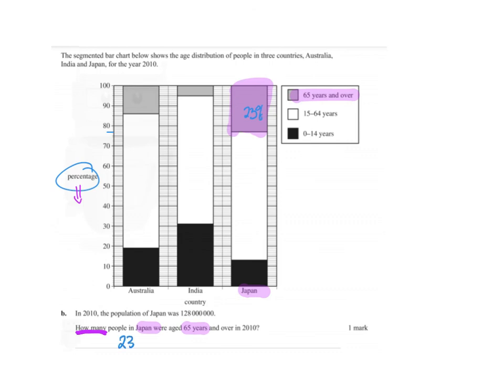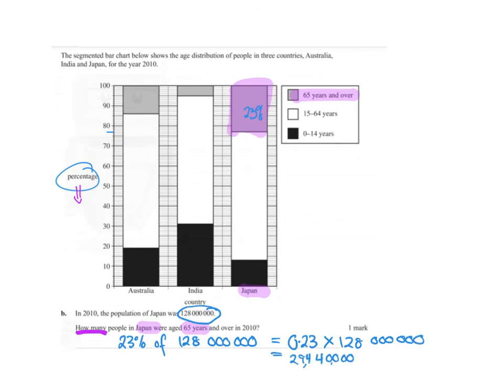So 23% of, now we know, we need the total. So here's the total of Japan. They gave it to me. 128, what's that, million people? So if we're trying to work out how many, change it to a decimal, which is 0.23. Of means times, and then we can do that. And there's the answer.